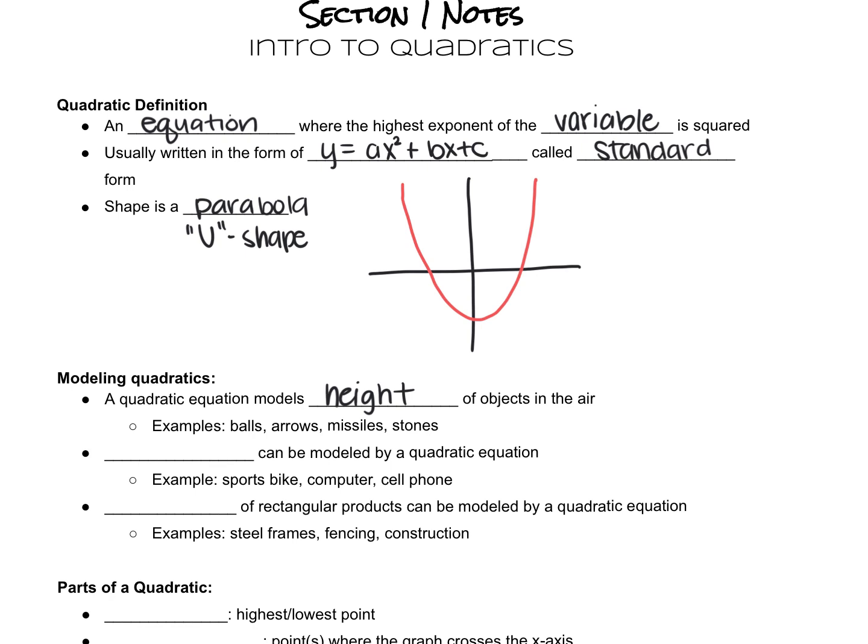Then we also have cost that can be modeled by a quadratic equation. So if you have costs associated with making sports bikes, computers, or cell phones. Also, the area of rectangular products can be modeled by a quadratic equation, like steel frames and fencing, which are often used in construction.